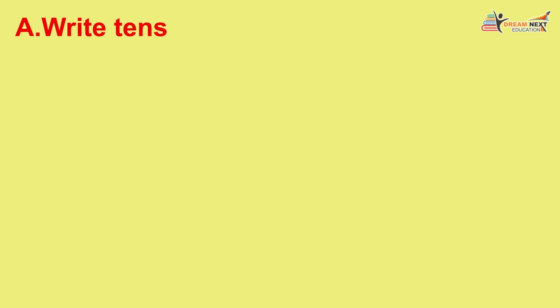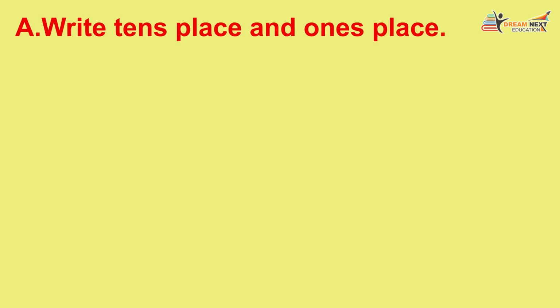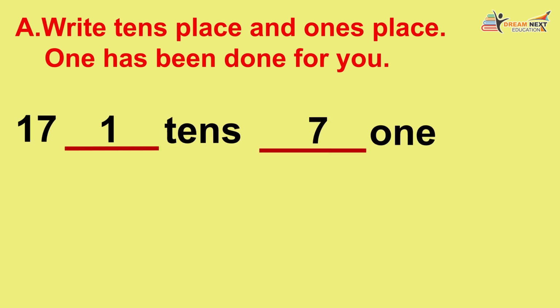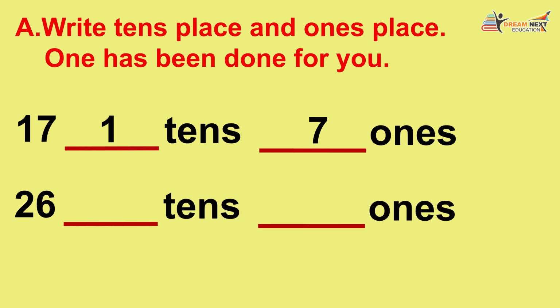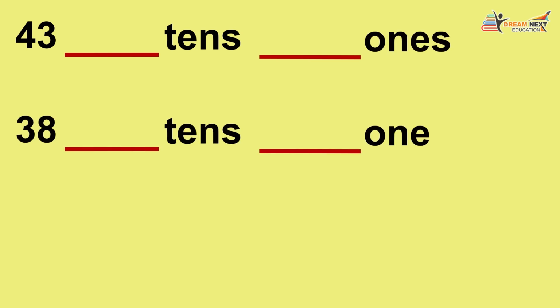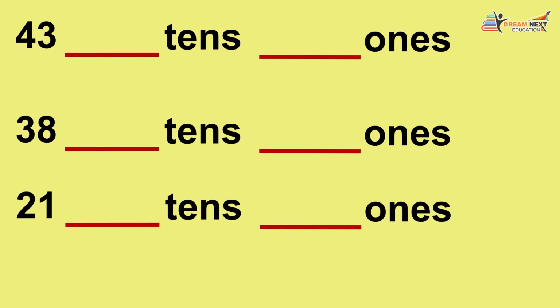Recap: A. Write 10's place and 1's place. 1 has been done for you. 17: 1 ten, 7 ones. 26: dash 10s, dash 1s. 43: dash 10s, dash 1s. 38: dash 10s, dash 1s. 21: dash 10s, dash 1s.